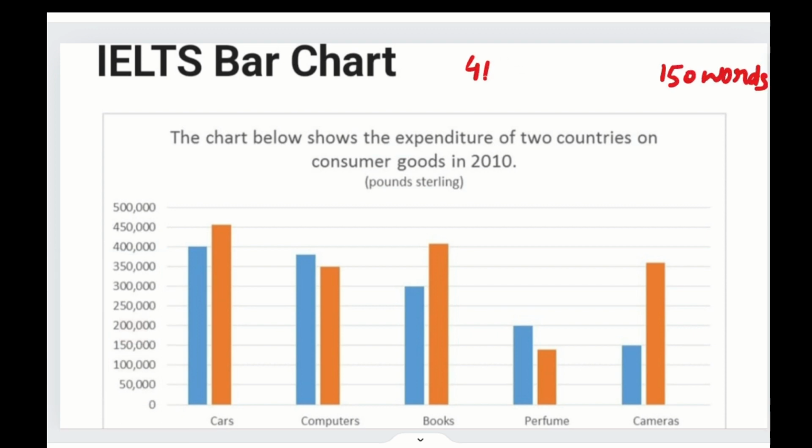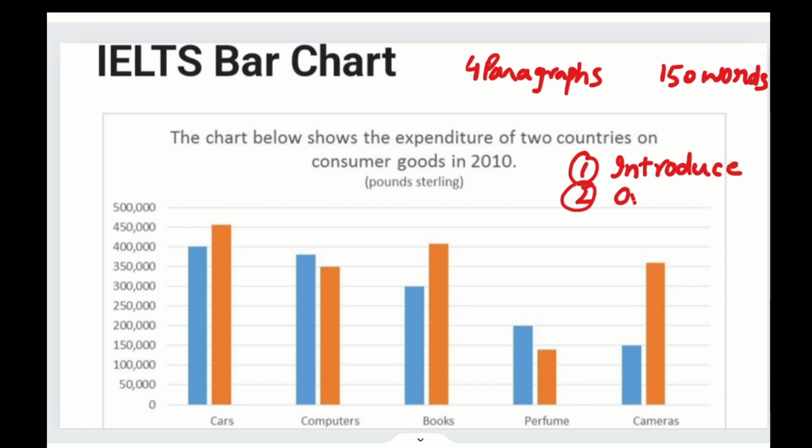There will be 4 paragraphs, and in the first paragraph you have to introduce the graph. Second, you have to mention the overall explanation of the data. In the third and fourth paragraphs you have to discuss the data in numbers and make comparisons.